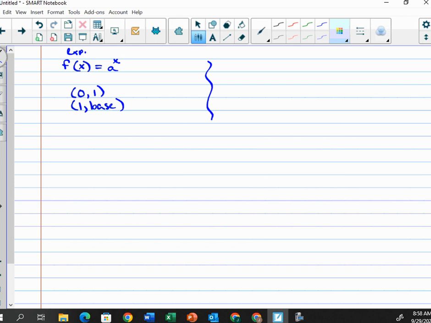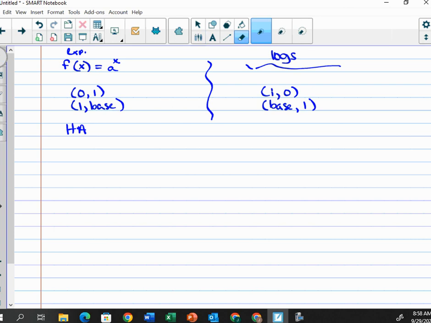Logs. So what two points am I going to start with for logarithm graphs? 1, 0, and base, 1. There you go. Your exponential had a horizontal asymptote. What do you think logs have? Vertical asymptote, yep.